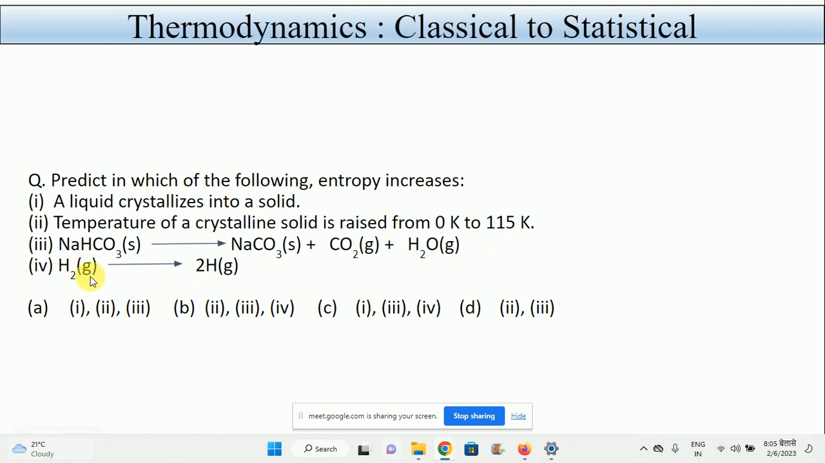Again, then H2 gas to 2H gas. Again, from 1 mole it is converting into 2 mole. So again delta S will be greater than 0. So entropy is increasing as the number of moles of gases are increasing, randomness is increasing, and hence entropy is increasing. So for option 1, entropy is decreasing. For option 2, entropy is increasing. For option 3, it is increasing, and option 4, it is increasing. So the answer is 2, 3 and 4. Answer B is the correct one.